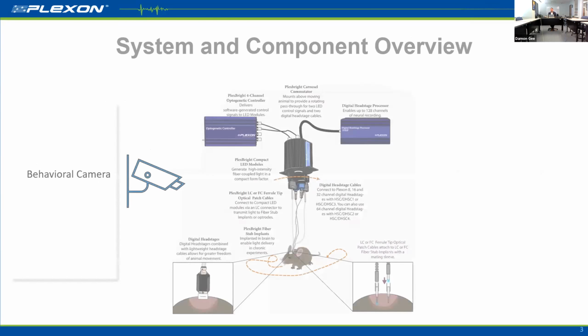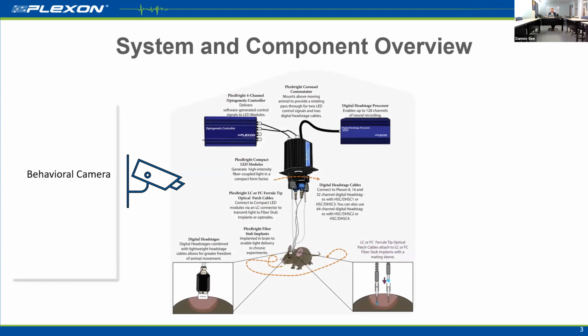So we're going to start here with the system component overview, and we're going to come back to this a few times. Initially you'll see the commutator in the middle, and rather than the opto-only commutator that Kristen showed in the behavioral examples earlier, this version offers a means of connecting our digitizing head stages for ePhys recording to our Omniplex ePhys recording system, as well as the 4-channel controller that controls the compact LEDs.